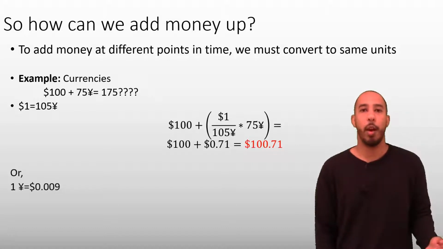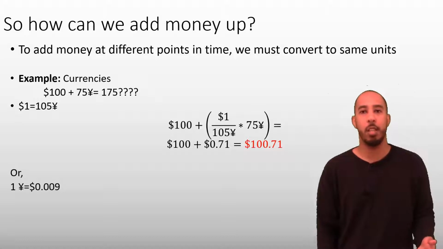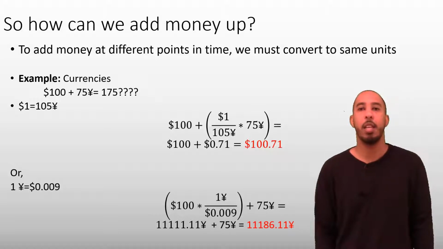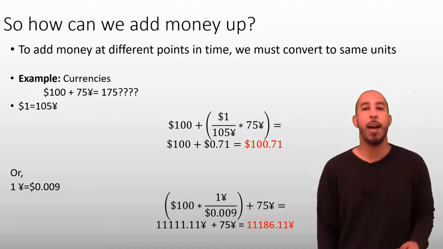We can convert the other way, go from dollars to yen. Once we convert everything to the same units, which is yen, we can add them together and find that we have a total of 11,186 yen. It's important to notice that these two values are equivalent.